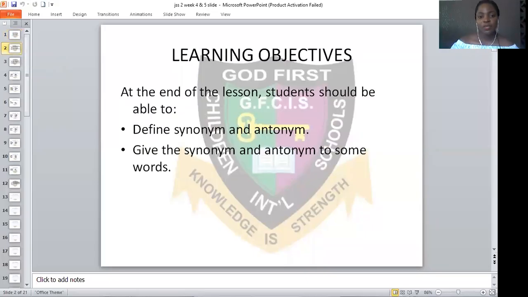Today we'll be taking the fourth and fifth topic on our scheme, which are synonyms and antonyms. Before we move on with the topic, we'd like to go into our learning objective for the class. At the end of this lesson, you should be able to define synonyms and antonyms. Also, you should be able to give the synonyms and antonyms to some words.